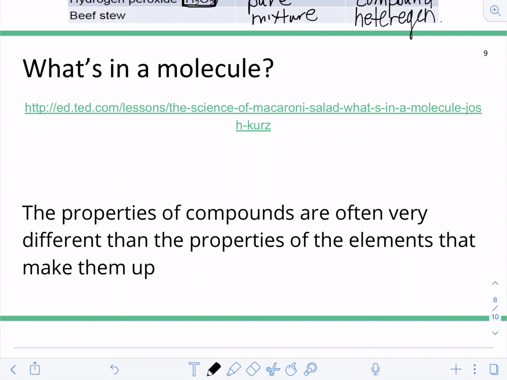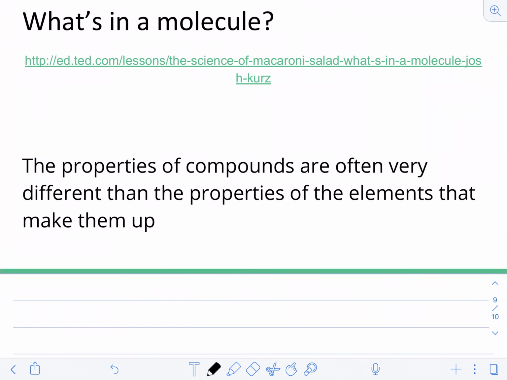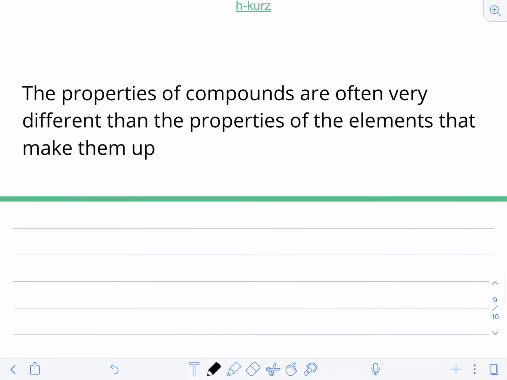All right, if you're interested in watching what's in a molecule, they talk a little bit about how macaroni salad is made up of so many different things depending on the components. So think about how a compound can be so different than the elements that make it up, which is what this statement says: the properties of compounds are often very different than the properties of the elements that make them up. Here's an example of that.